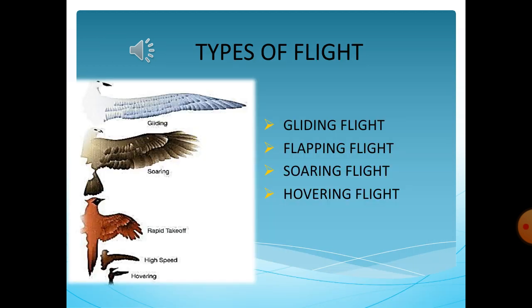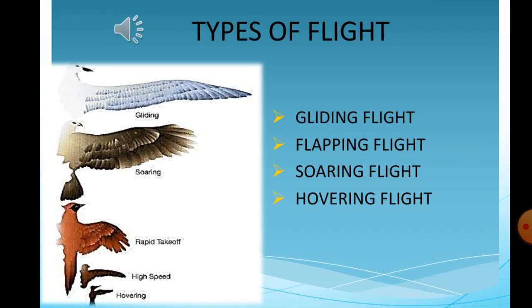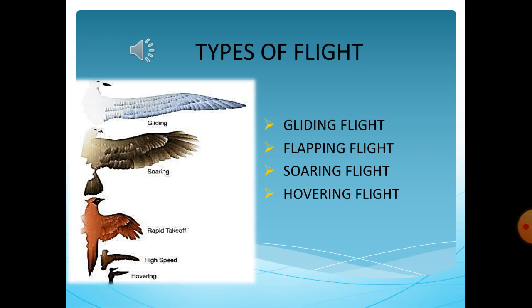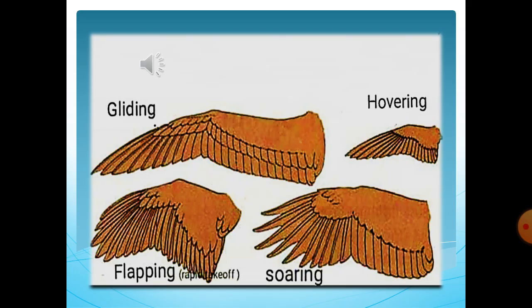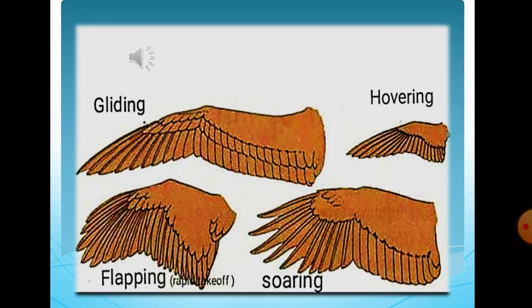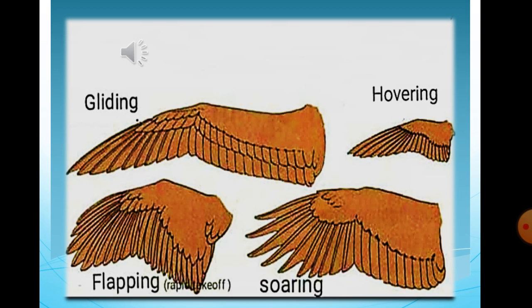Types of flight. There are four types of flight of birds. The first one is gliding flight, the second one is flapping flight, the third one is soaring flight, and the fourth one is hovering flight. There are many types of wings according to different types of flight. In this slide, you can easily see different shapes of wings.